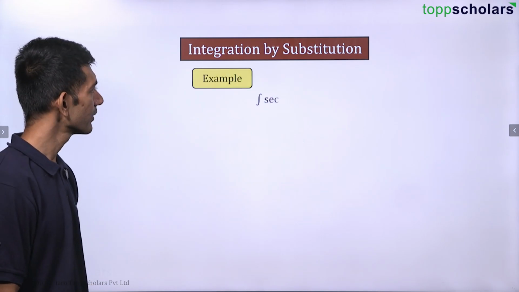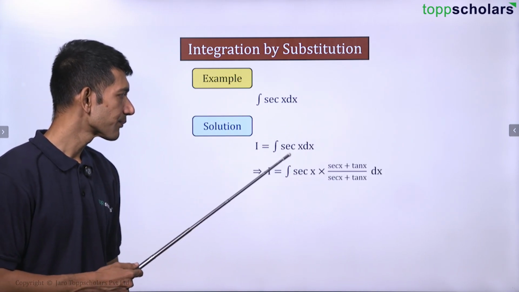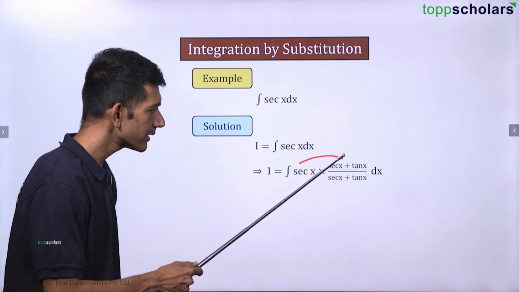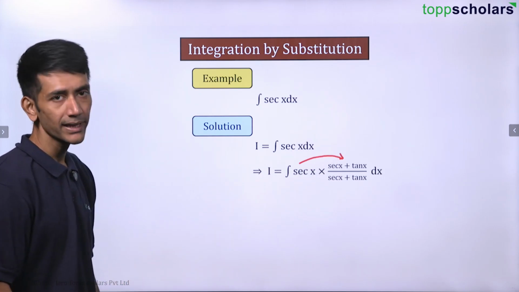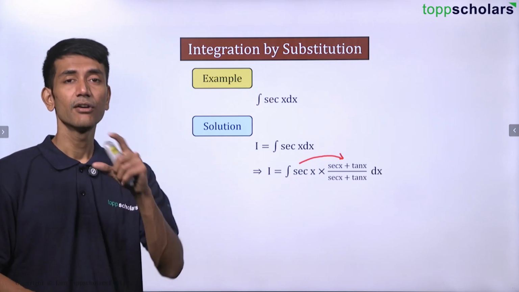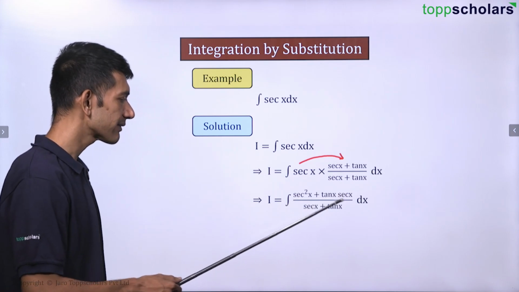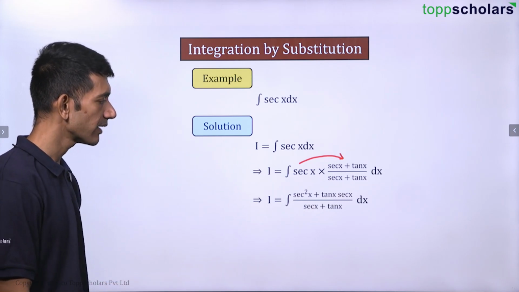Let's continue. Sec x dx, same thing. Sec x can be written as sec x multiplied by sec x plus tan x, over sec x plus tan x. Why are we doing that? So that we get sec square x and sec x tan x, for which we know the formula. So this becomes sec square x plus tan x sec x by sec x plus tan x, isn't it?